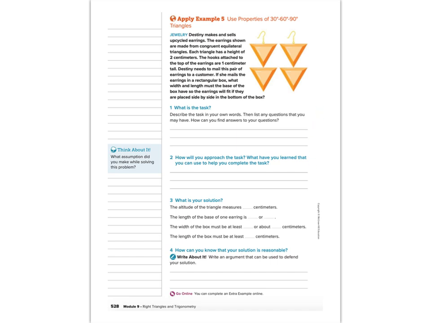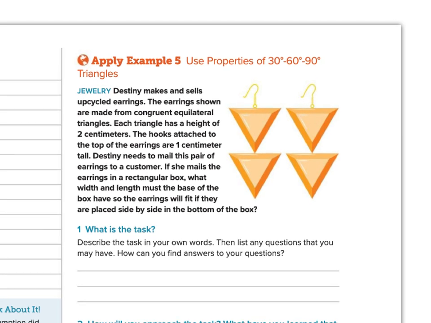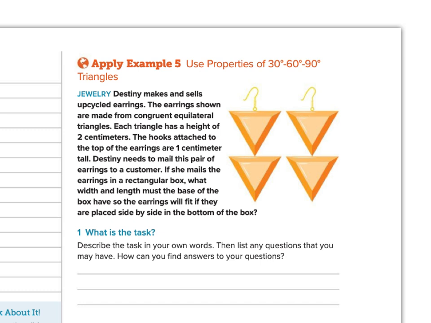So moving on here, this is a crazy problem right here, but I will just say that Destiny makes and sells upcycled earrings. The earrings shown are made from congruent equilateral triangles. Equilateral triangles, bam. This is an equilateral triangle that makes this 30, 60, 90. Each triangle has a height of 2 centimeters. This would be my height, 2 centimeters. The hooks attached to the top of the earring and are 1 centimeter tall. Okay, so that's 1 centimeter apparently.